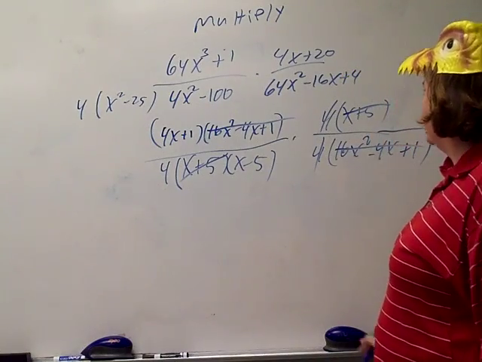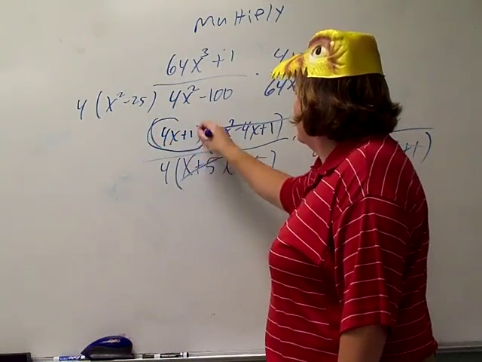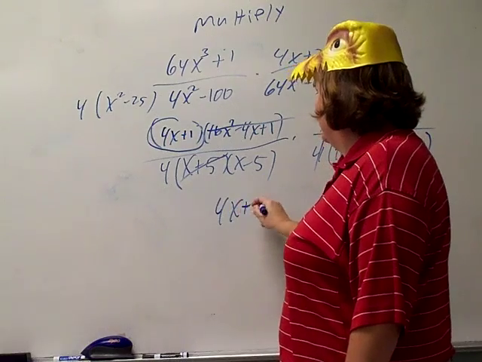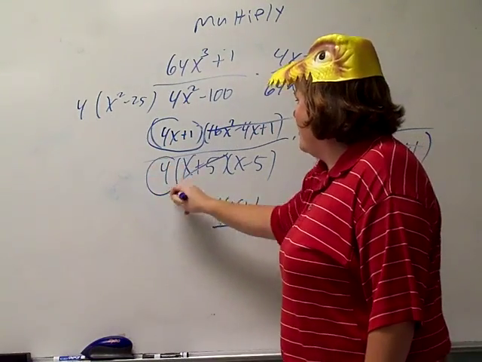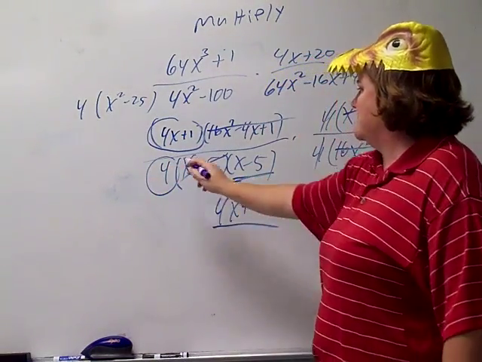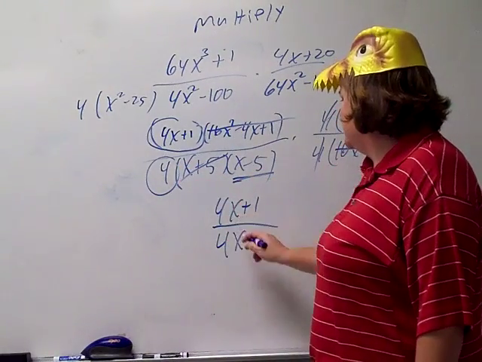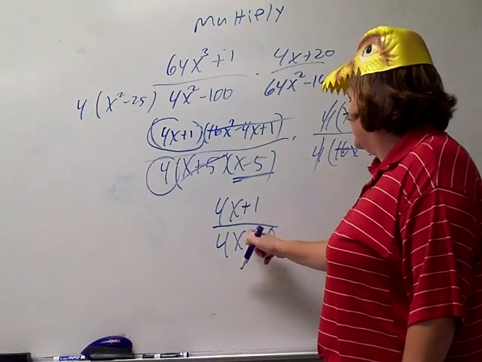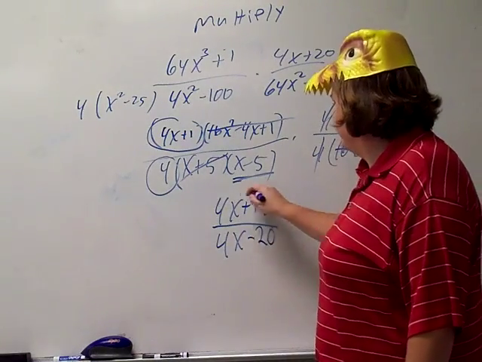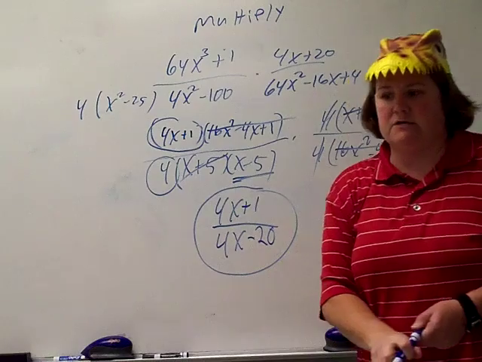So, on the top, I've got 4x plus 1. On the bottom, I've got 4 times (x minus 5). So I'm going to distribute that 4 on the bottom. So that'll make 4x minus 20. That's it. Some good ninja math in there. I like it.